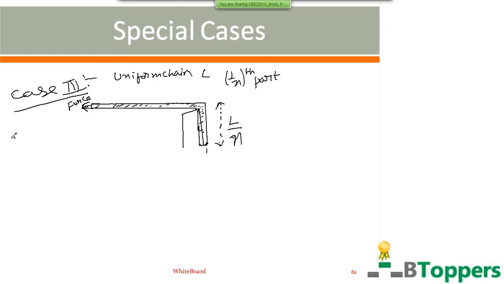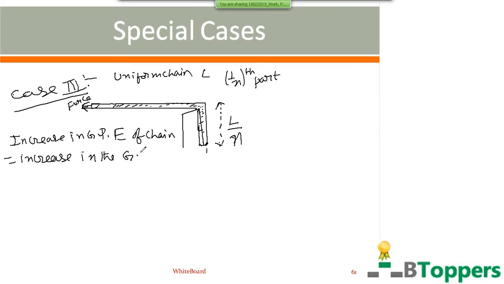Therefore, the increase in the gravitational potential energy of the chain, when the chain is completely pulled back onto the surface of the table, can be written as equal to the increase in the gravitational potential energy of the hanging part of the chain. GP is a short form for gravitational potential energy.